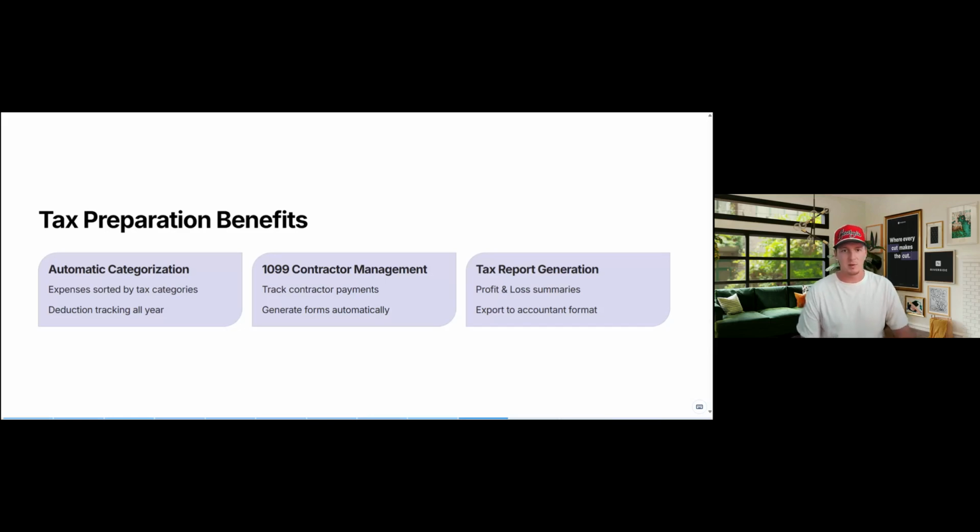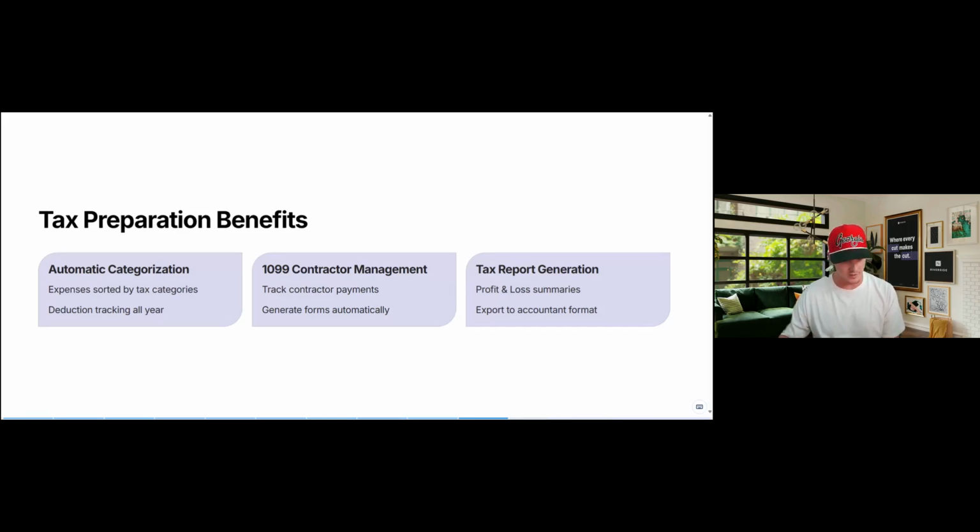So some of the benefits of being able to have those rules set up: you can automatically categorize a lot of things. Your expenses are sorted by tax categories. There's deduction tracking year long. You can have your 1099 contractor management done inside of QuickBooks. So when you're setting up new vendors and freelancers, there's a little checkbox. If you enter all their information, there's a track contractor payments button. That's great for tax time because then you can go ahead and generate those forms and then you can have it sent all through QuickBooks.